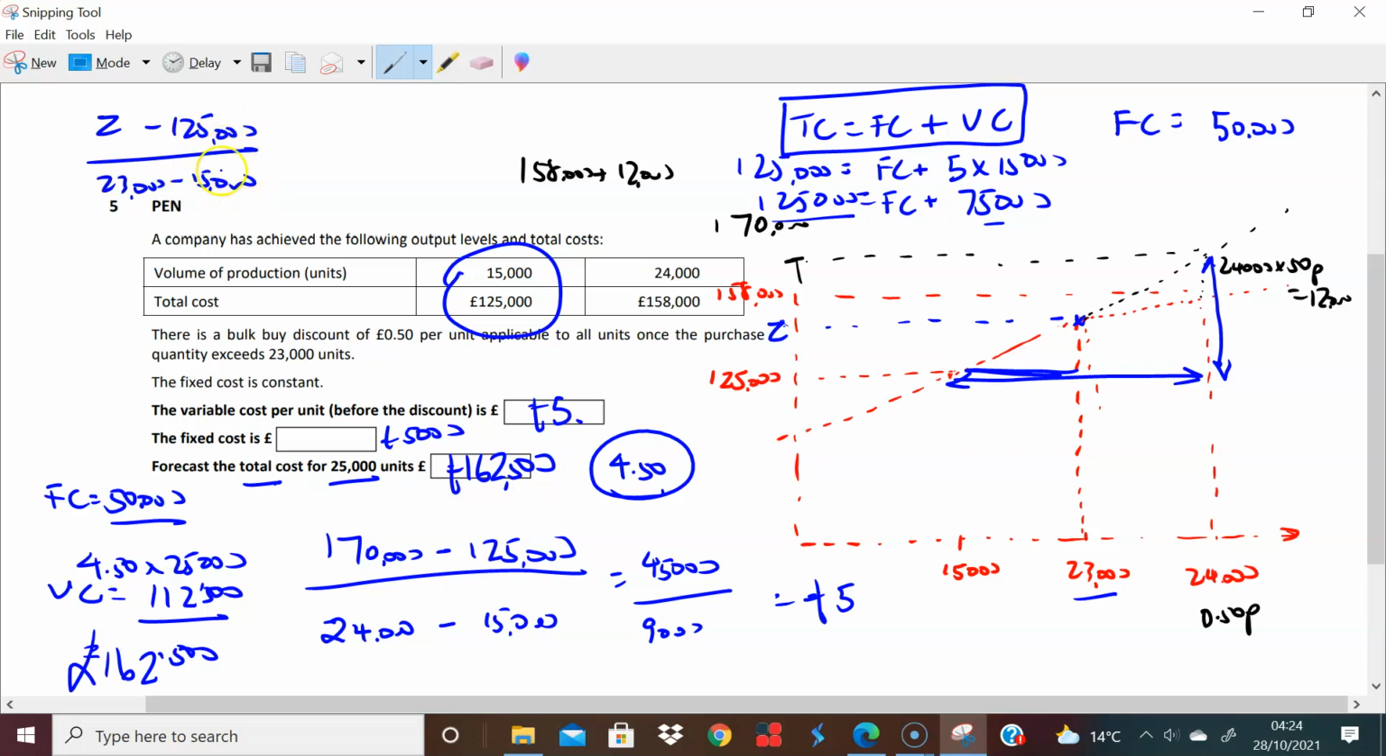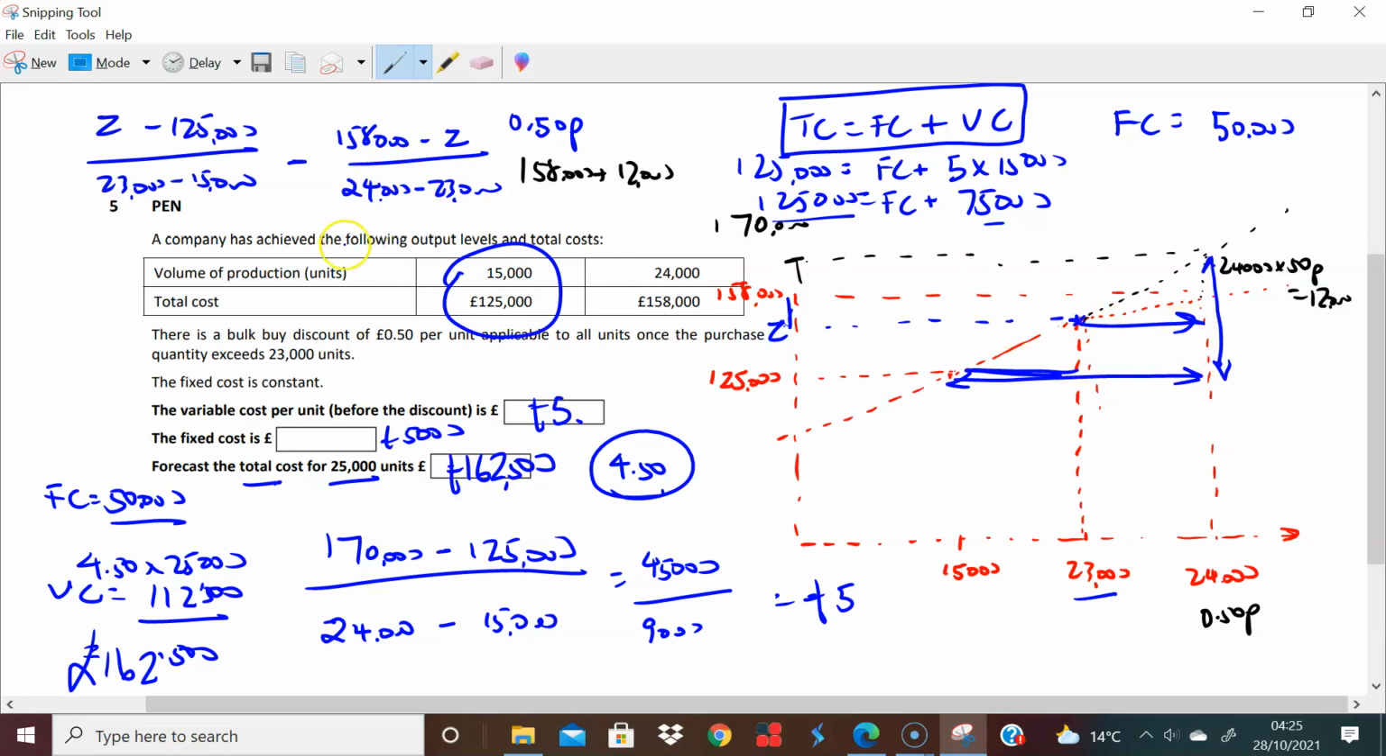You could say, okay, I know that's the situation, but I also know the situation here, right? Is that you have 158,000 minus Z, because really you could find this space divided by this space, but this is just for those who are inclined for this type of thing. 24,000 minus 23,000. So you know that you can find the variable cost here. You can also find the variable cost here, but we know there's a difference. So technically, this minus this is that 50p, right? Because that's what it's saying. It's saying that the variable cost, you get a discount after 23,000.